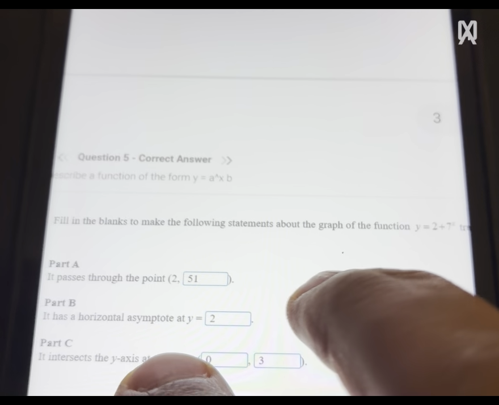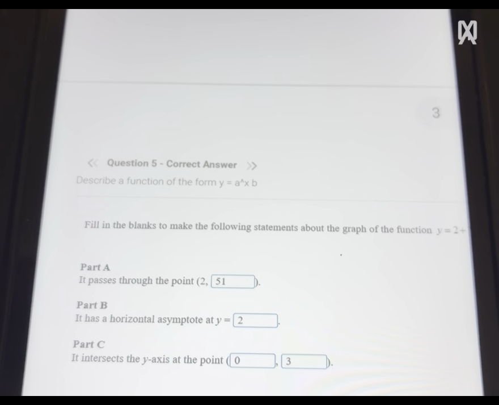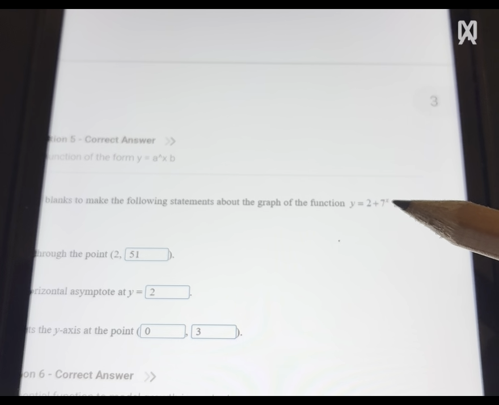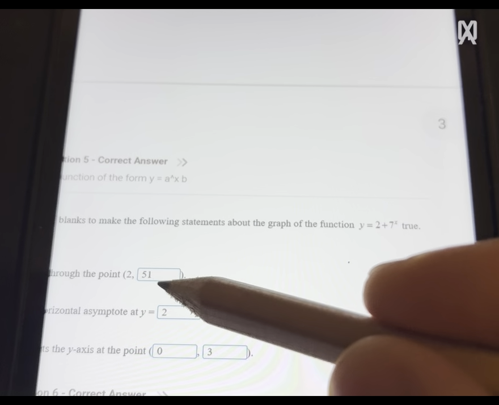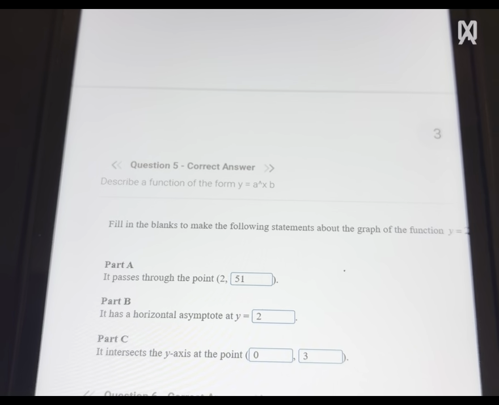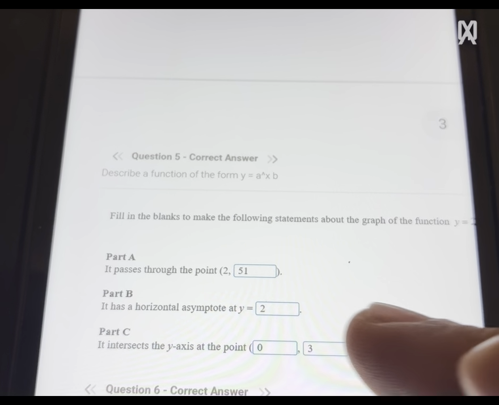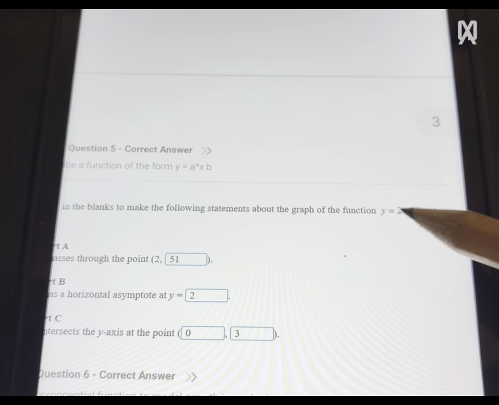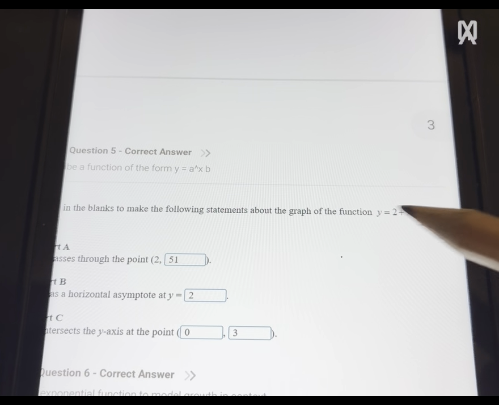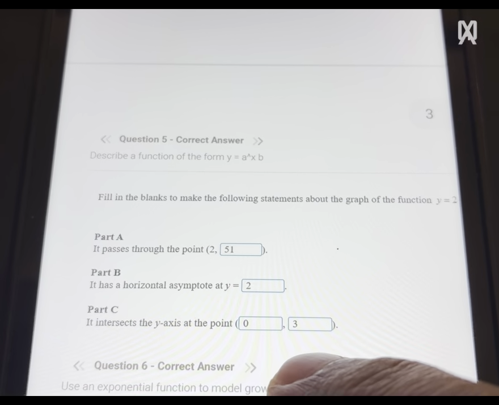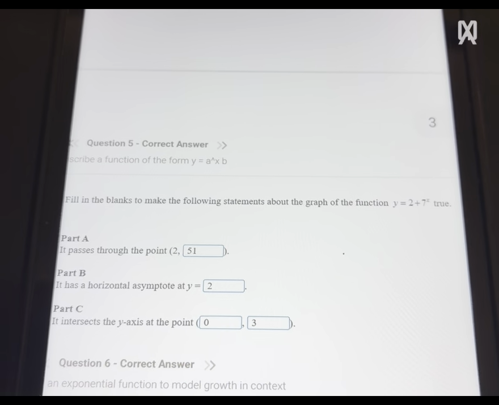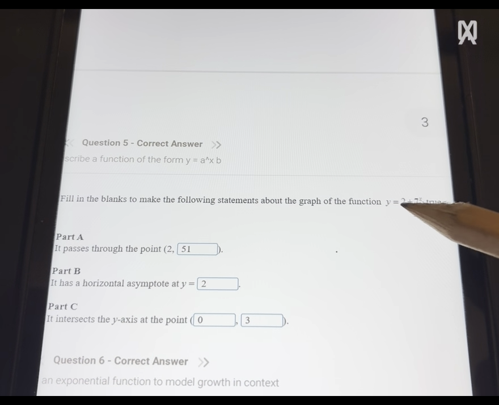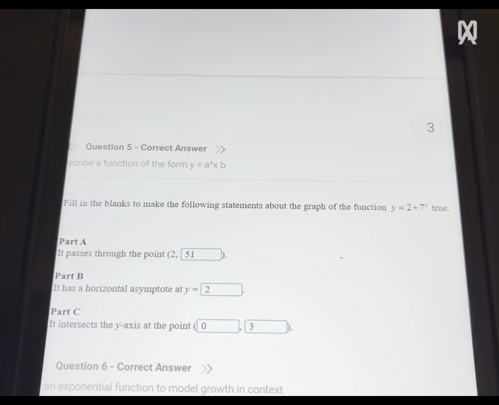So what are the options here? It passes through the point 2 and how much? So when x is 2, 7 to the power of 2 is 49 plus 2, 51. It has a horizontal asymptote at y is equal to 2, when this is 0, so the horizontal asymptote is y equal to 2, and it will never touch 2. It intersects the y-axis. Intersects the y-axis means x is 0, so x is 0, this will be 1 plus 2, 3. So 0 and 3.